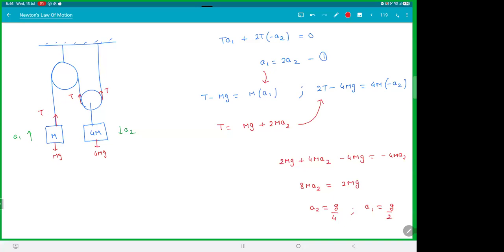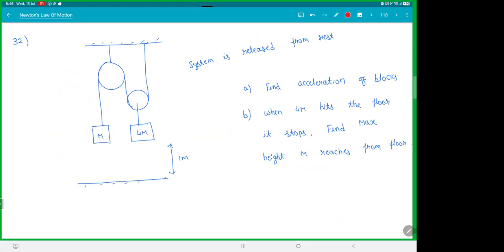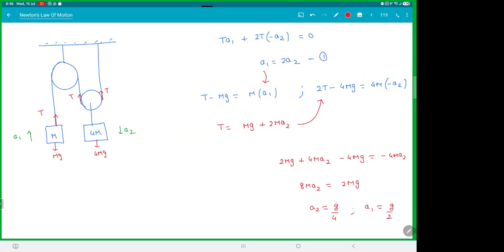And the second part of the question. So this 4m is coming down, it hits the floor. In this process, m is going up. So what is the maximum height reached by the block m? Try, I'll give you a minute for that. Now the problem has transformed from NLM to kinematics. This is a really good mains question. The acceleration part.